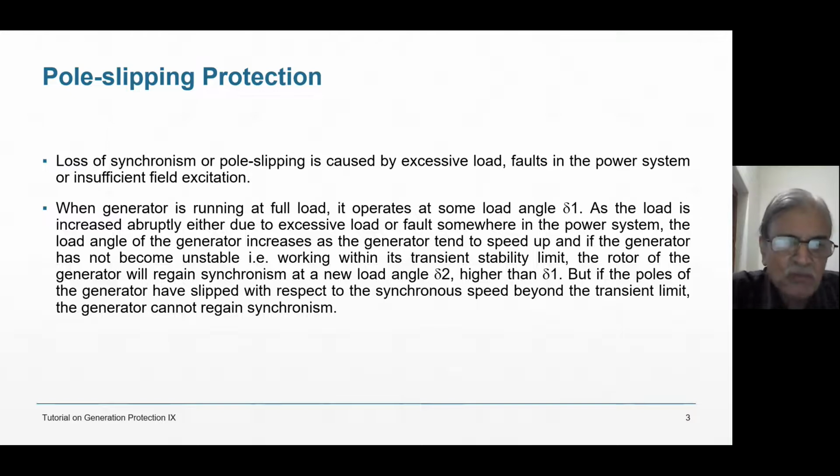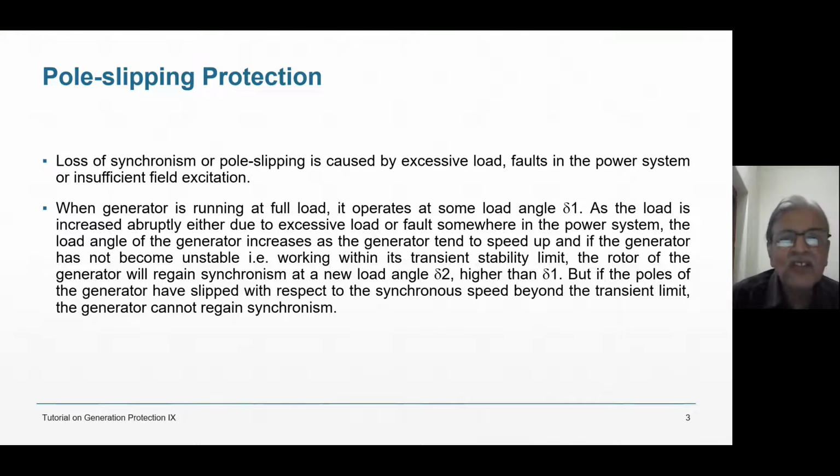So what happens to the system, that is a different thing. You have learned that in power system stability. But what happens to the generator? Right now I am in charge of one generator and my generator has lost the transient stability limit. So my action is to disconnect my generator from the bus. That is the only thing I can do. Other things I cannot do.